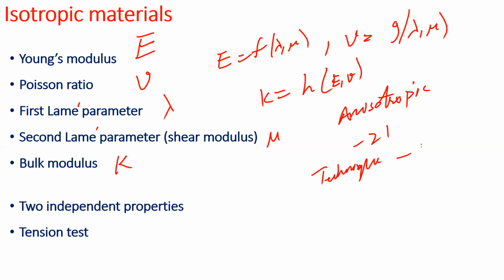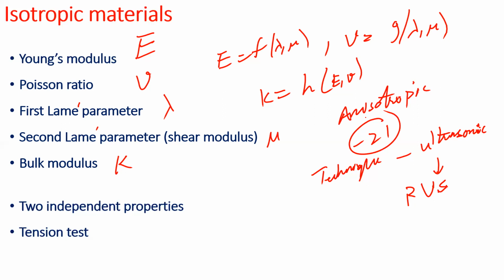One can use various kinds of techniques. One of them is ultrasonic wave propagation. And in that, there's a special technique called RUS, resonant ultrasound spectroscopy. Using one technique, one measurement, one experiment, we can identify all the 21 constants. The same method can also be extended for orthotropic, isotropic, and transversely isotropic materials.